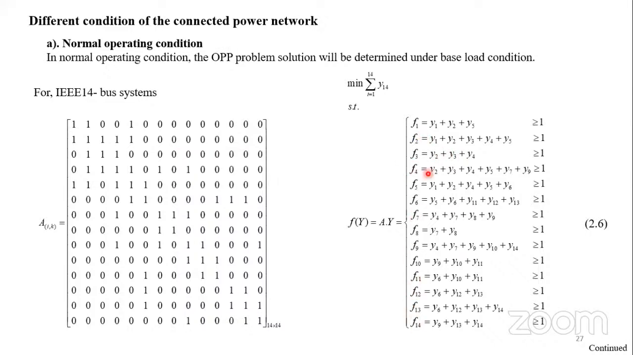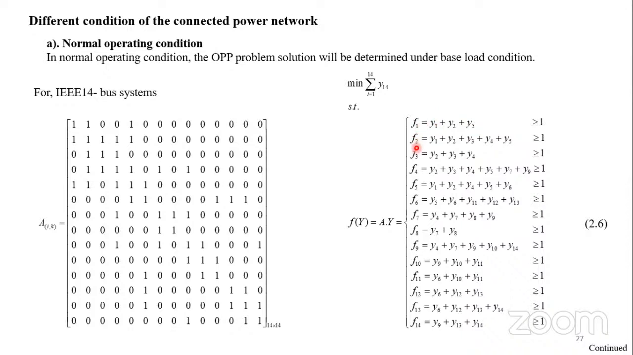You can count it. So now what is the meaning of this equation? What is the meaning of the first equation? This equation shows that if you want to observe bus number 1, then a PMU must be placed at either 1, 2 or 5. It means any of these three we can place a PMU if we want to monitor bus number 1.